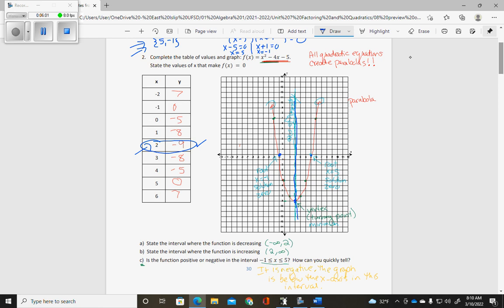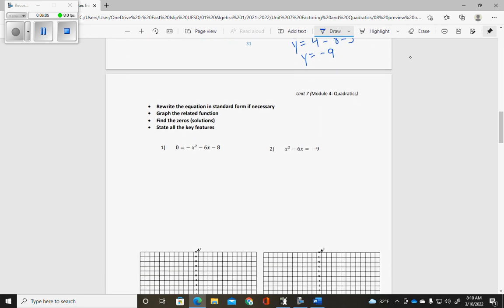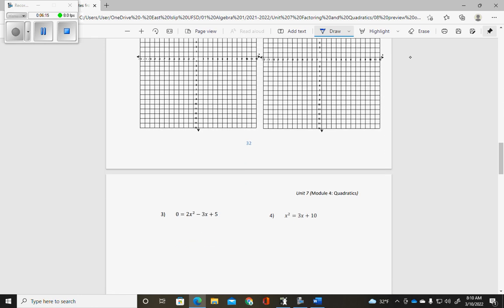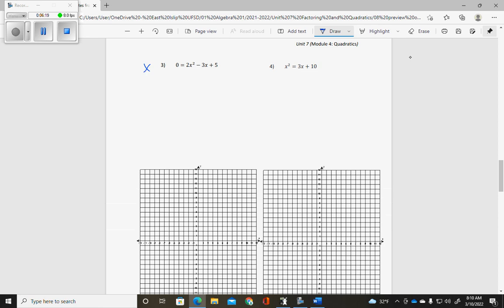So the formula works, which means now we can apply it to problems where we can't see the vertex on our graphing calculator. I would only use that formula if I can't see the vertex on my graphing calculator. So we're going to move to number 3 on page 33. Because I know this one, if we did it on our calculator, we're not going to see our vertex. So let's pull out those calculators and actually see what we do see.